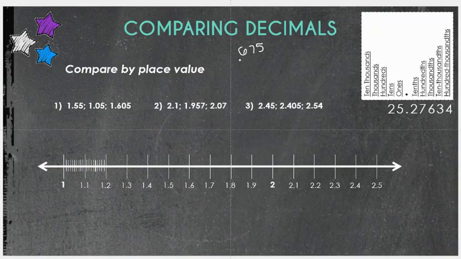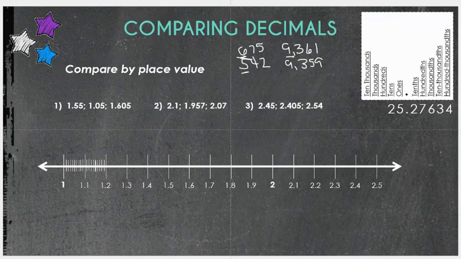675 and 542. Okay, we compare the largest place value and we see which one is bigger. This one's pretty easy. The 6 is bigger than the 5. 675 is bigger than 542. 9,361 compared to 9,359 takes a few more steps.